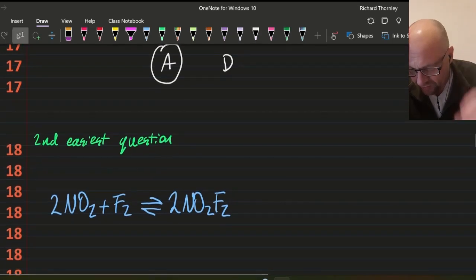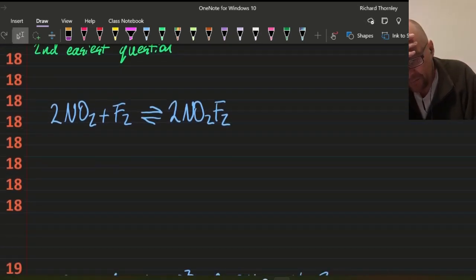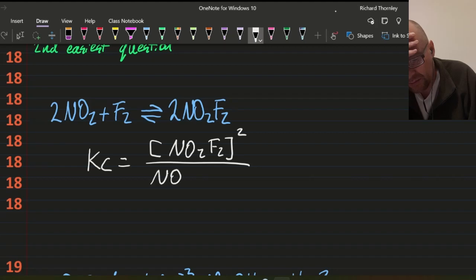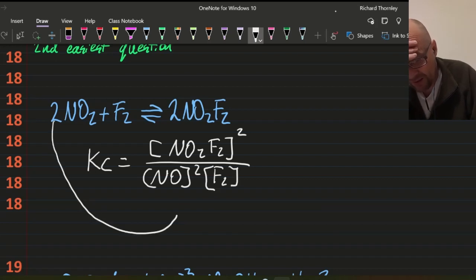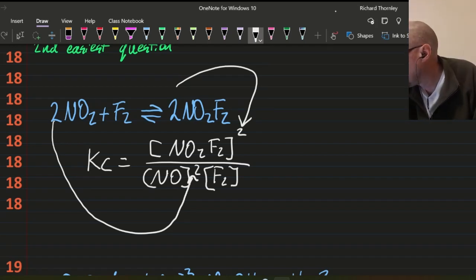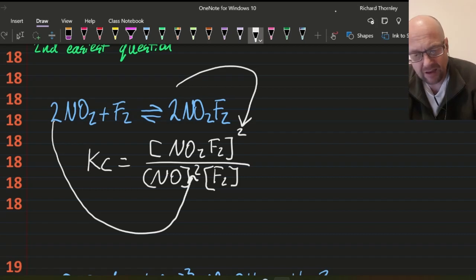18, second easiest question, Kc. So Kc is just products over reactants raised to the power of their exponent. That 2 went there, that 2 goes there, and multiply them, don't add them. So that's going to be, that's D, isn't it? 18D, yes, 18D.